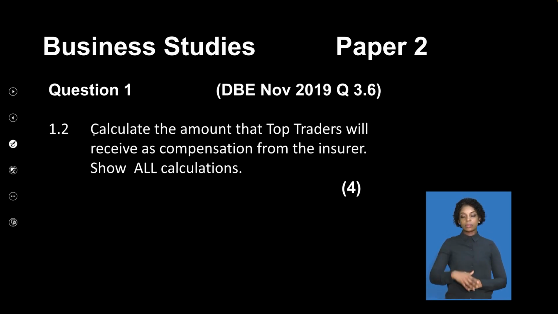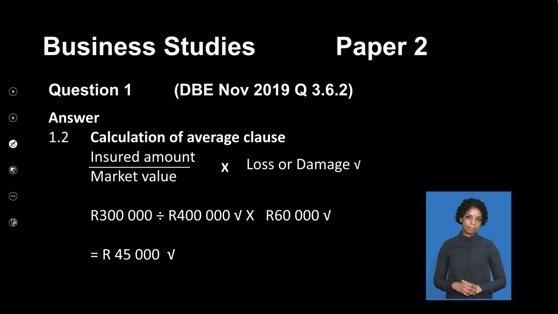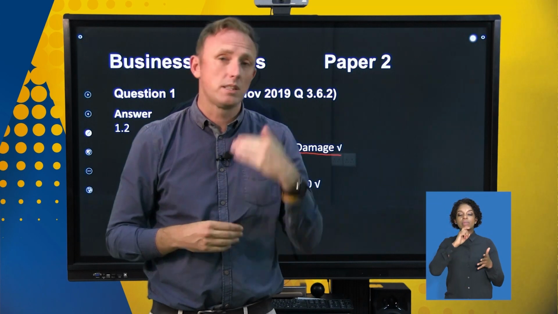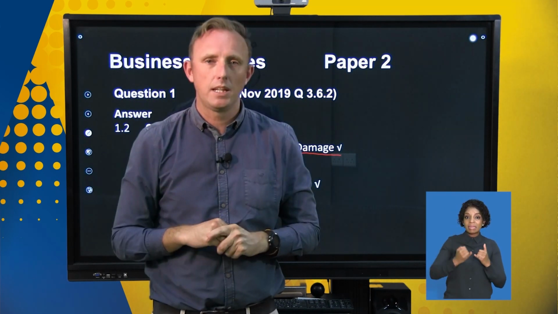We'll see now they ask us to calculate the amount that top traders will receive as compensation from the insurer. Show all calculations. All right, so if we look there, you've got your formula. It's your insured amount over the market value times by the loss or damages. If you put out the formula, you usually will receive a mark for that. So make sure that you're always putting in the formulas so that you don't lose out on any marks in case that you've made a mistake in your final answer. You'll still be able to receive some marks.